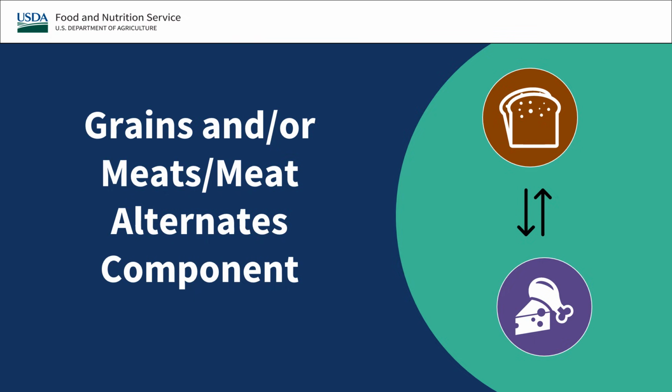Let's start with the flexibility that combines grains and our meat alternates component at breakfast. This change gives program operators more flexibility and options to plan breakfast menus that can meet student preferences, help lower added sugars, and be compatible with different meal service models, cost considerations, and other local factors.